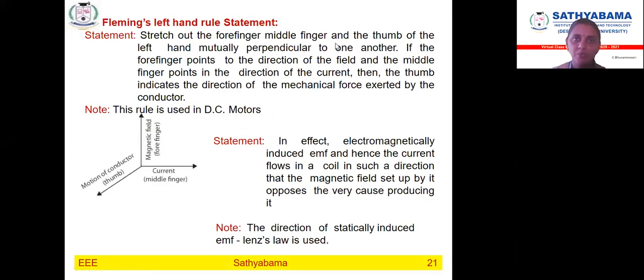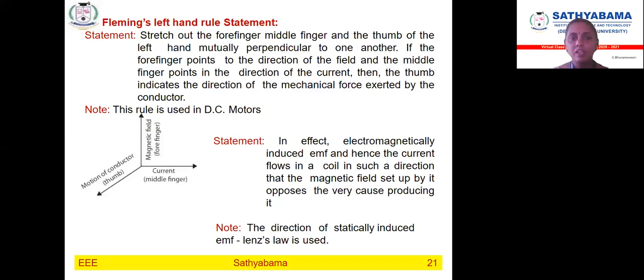We'll read out the definition once again, then we will move on. Stretch out the forefinger, middle finger and thumb of the left hand mutually perpendicular to one another. If the forefinger points in the direction of the field and the middle finger points in the direction of the current, then the thumb indicates the direction of the mechanical force exerted by the conductor. So this rule is applied for DC motors. Always remember, on your right hand generator, on your left hand motor. This is how you're going to remember.